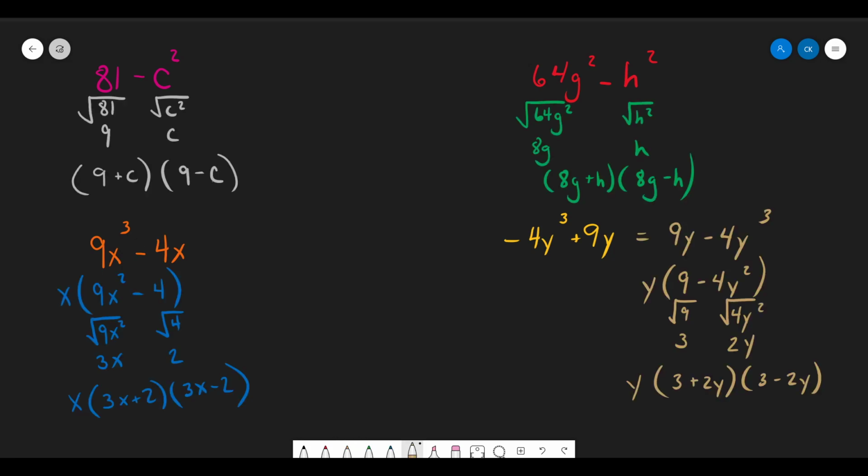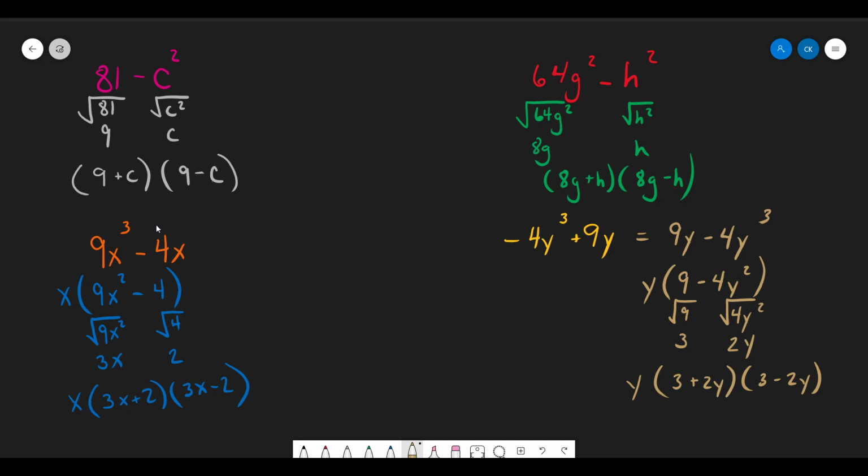Okay, so hopefully these were the answers that we got here. We'll go through these quickly. If we take a look at the first one, 81 minus c squared, no GCF. Square root of 81 is 9. Square root of c squared is c. So we take the 9 and the c, we put them plus and minus, and that's where we get our 9 plus c, 9 minus c. Same thing with the second one, no GCF. So I take the first one, take the square root of it, I get 8g. Take the square root of h squared, I get h. So I take the 8g plus h, and then the 8g minus h.